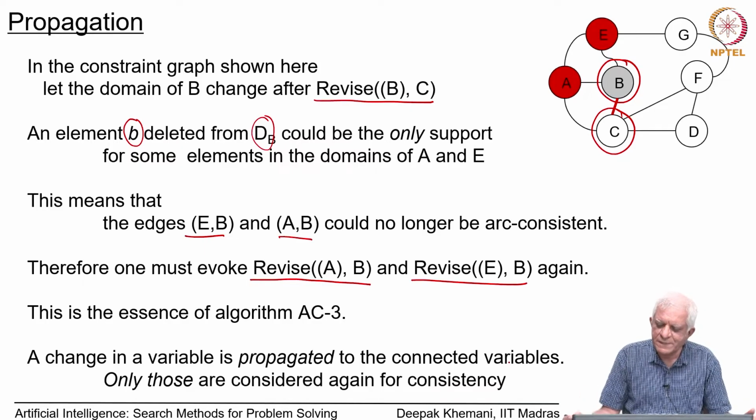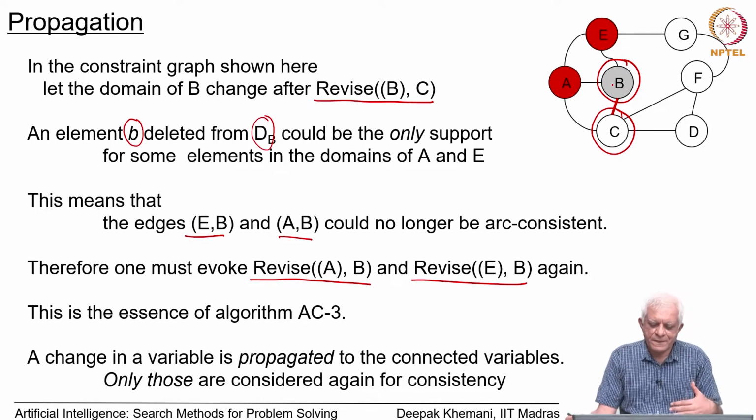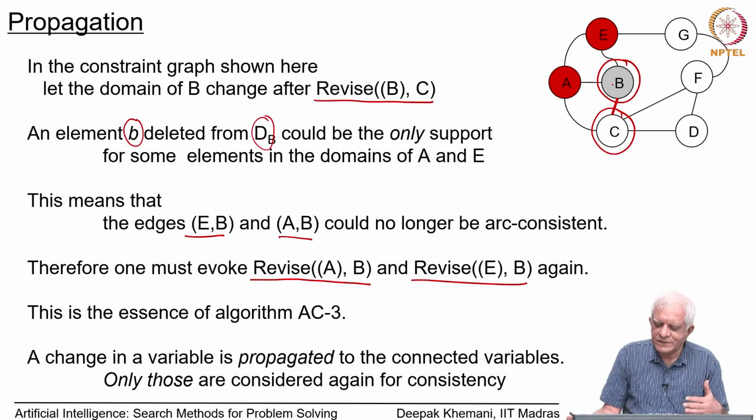In our examples, we did consistency with respect to B with respect to C, and because B changed, we said that we must cross check A, B again and E, B again. So, it does only selective calls to revise.